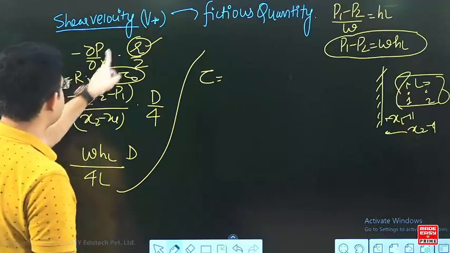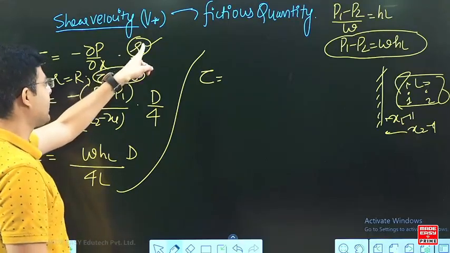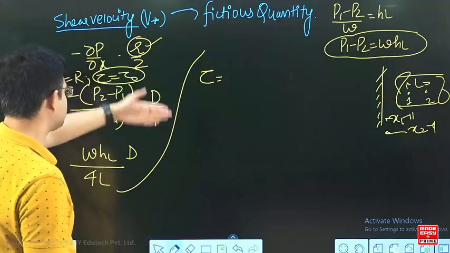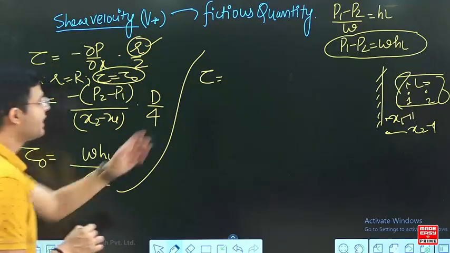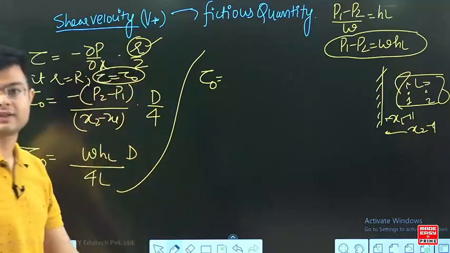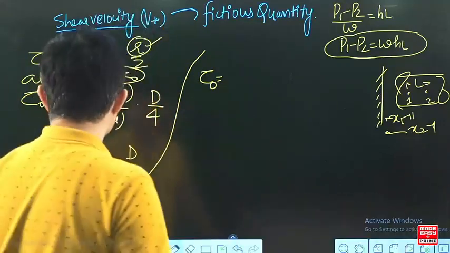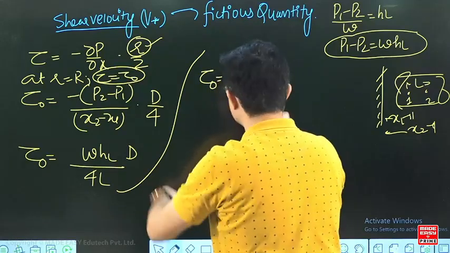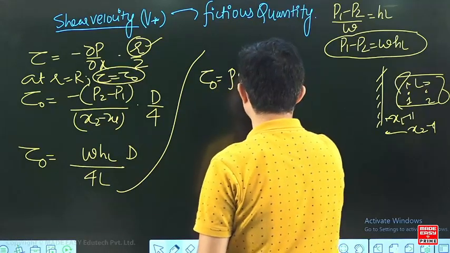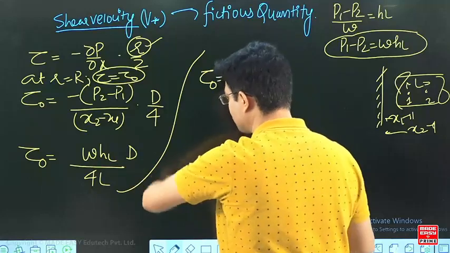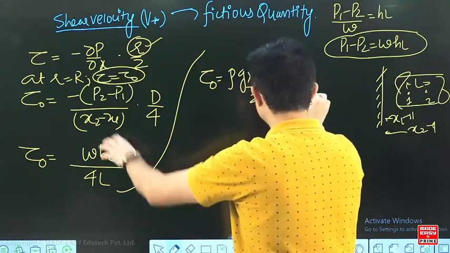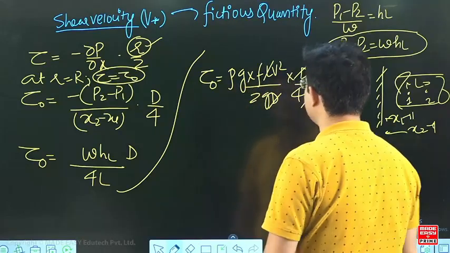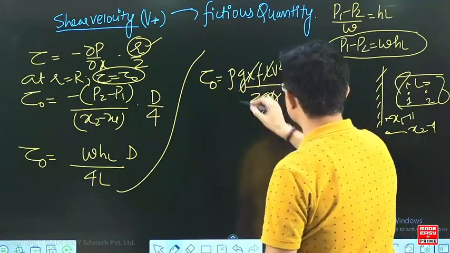So when you put r is equal to capital R, and now capital R, when you convert to diameter, it will be d by 2. So this is wall shear stress. So wall shear stress, tau naught, can be written as rho into g into head loss, which is f L V square by 2 g D, into D divided by 4L. So D and D cancel out, L and L cancel out, and g also cancels out.